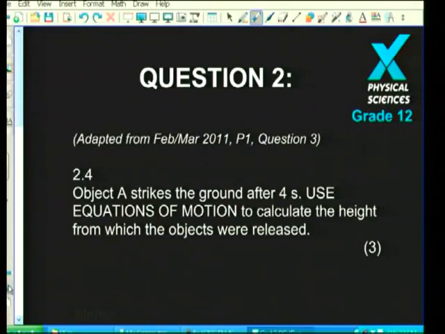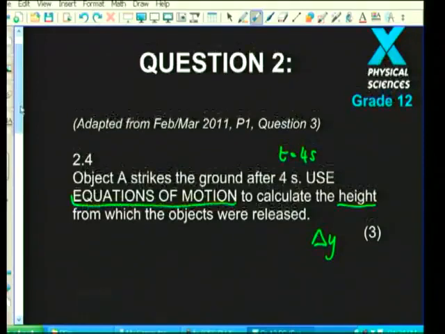If we consider the next one, 2.4, object A strikes the ground after 4 seconds. This is our time, 4 seconds. Use equations of motion to calculate the height from which the objects were released. So the height is asking me delta x, or in this case, actually because it's a vertical motion, I would rather write delta y.